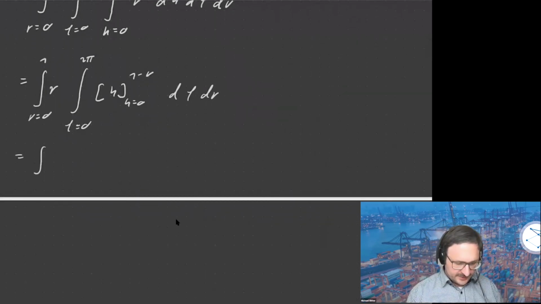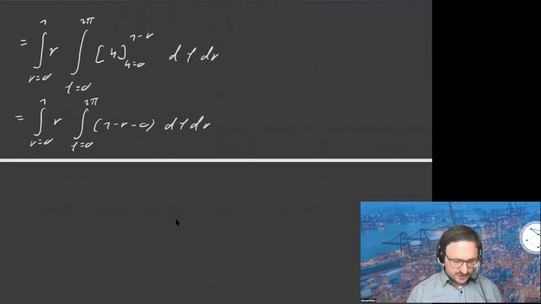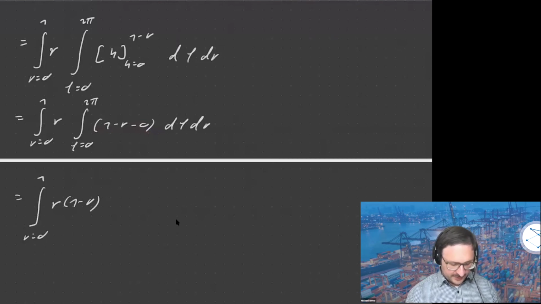Okay, so what we get is r from 0 to 1, r times the integral over phi from 0 to 2 pi, and this here is 1 minus r minus 0, d phi dr. Again, this expression is a constant as far as phi is concerned, so we can move that outside of that inner integral. And we get r times 1 minus r here. And now we compute the phi integral, that's just phi from 0 to 2 pi, dr.